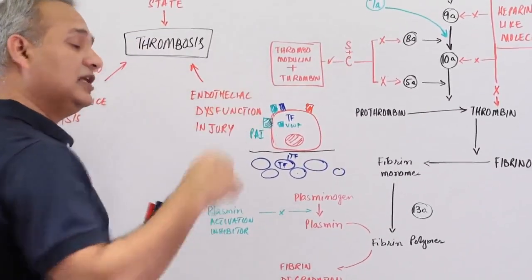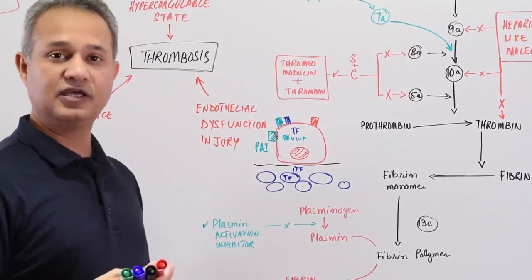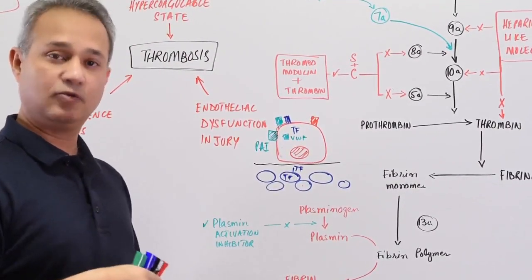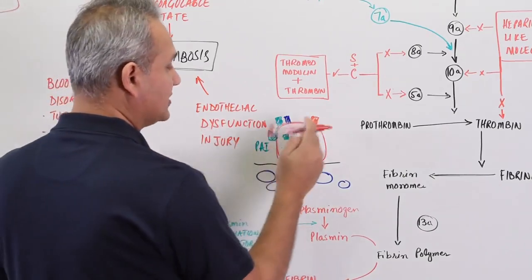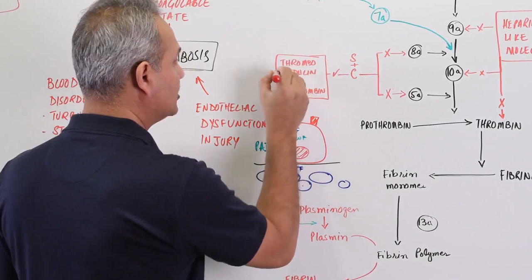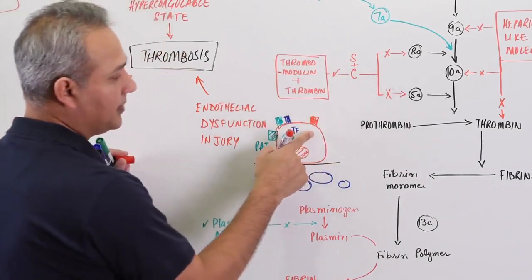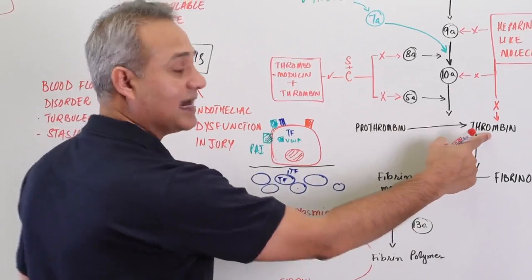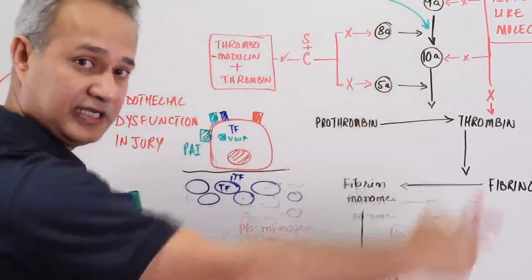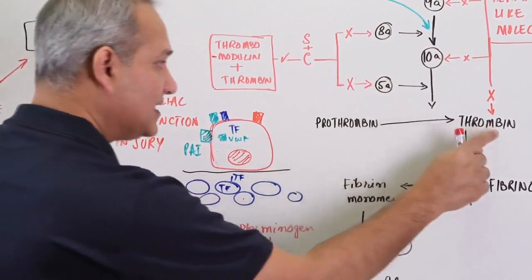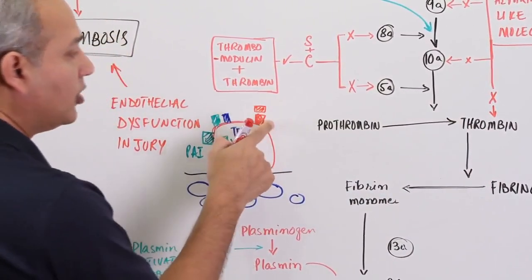The same endothelial cell also expresses other factors which are anticoagulant. What are those? On the surface of the endothelial cell is thrombomodulin. This is one word, thrombomodulin. Thrombomodulin becomes combined with the active thrombin. Where did the thrombin come from? Through the coagulation cascade. This active thrombin can become bound to thrombomodulin.